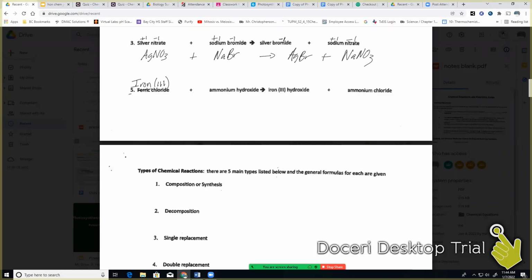All right, why don't y'all give number 5 a try? It says ferric. That's the old way of naming things. So you'll want to use iron 3 chloride. This one you will have to do a little bit of work with.